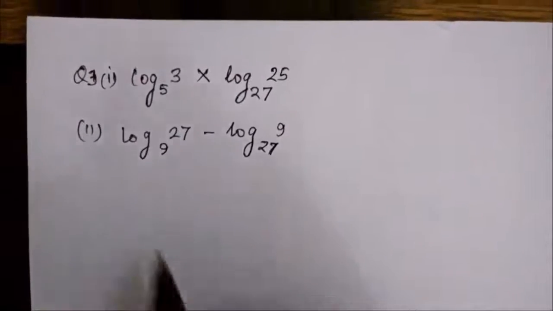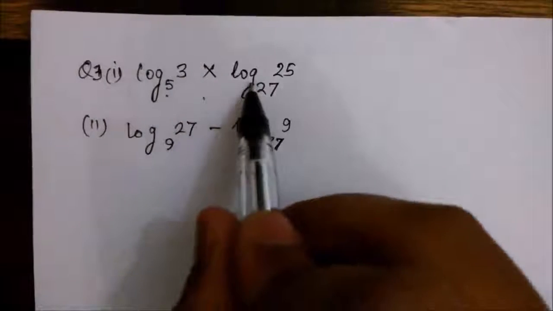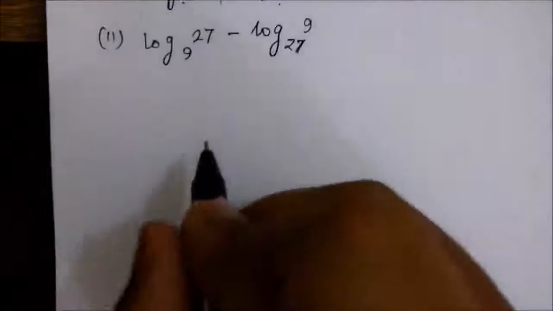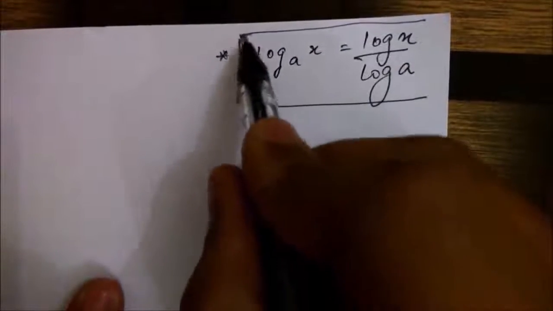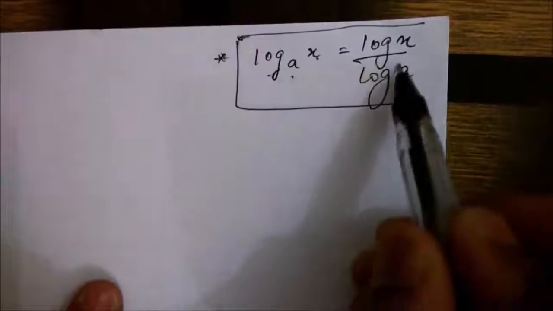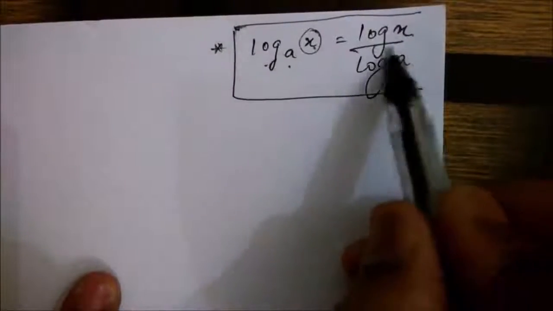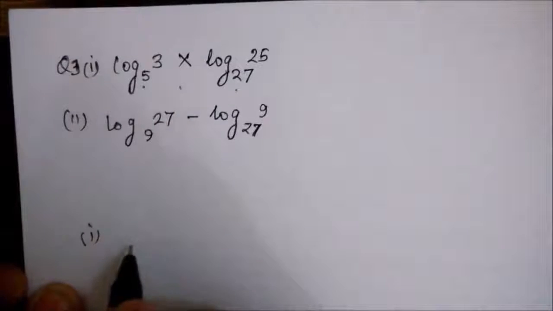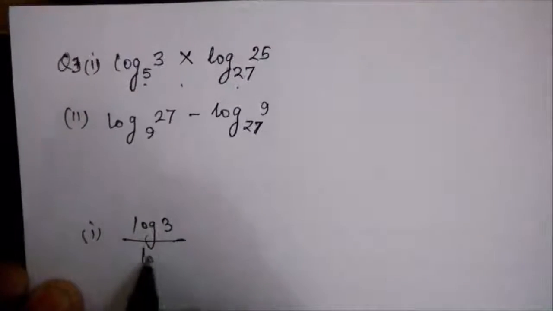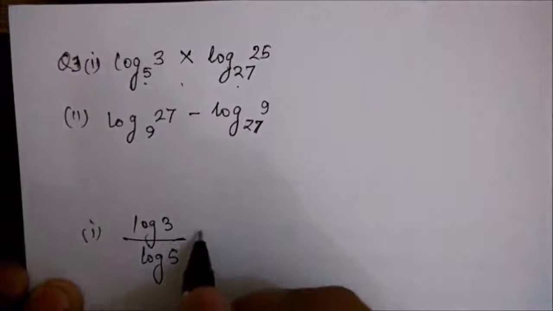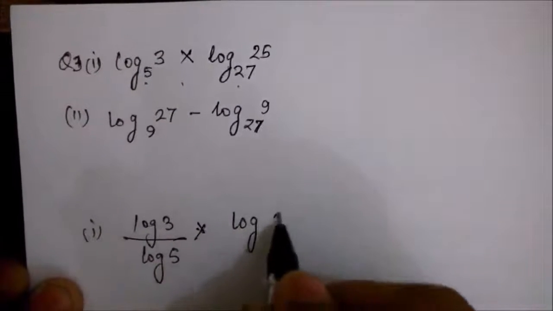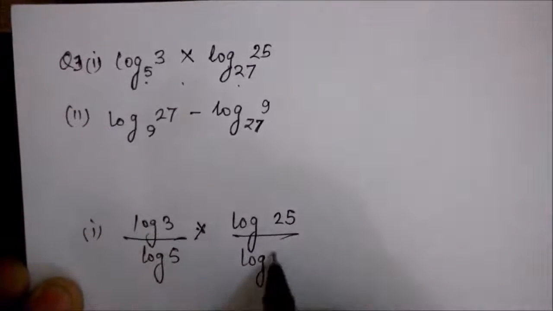So the next question is log 3 to the base 5 into log 25 to the base 27. It can be solved using the formula that we saw in the first part, that is log x to the base a can be written as log x upon log a. The x part will go up and the base will always be in the denominator. So using the same formula, we get log 3 by log 5 into log 25 upon log 27.